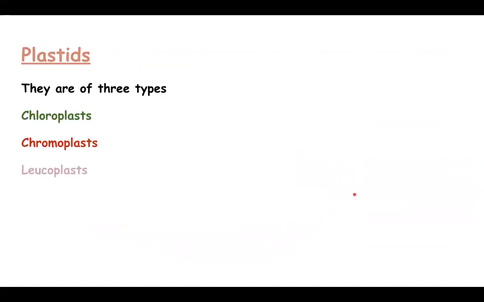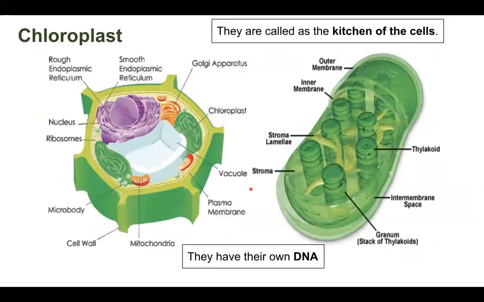The last cell organelle which we will be doing is called the plastid. And the plastids are of three types: chloroplasts, chromoplasts, and leucoplasts. The chloroplasts are the plastids which have structures called thylakoids having the pigment chlorophyll. The chlorophyll is that pigment which helps in the process of photosynthesis. Since it helps in photosynthesis and prepares food for the entire plant, it is called the kitchen of the cell. It's a very loose term, but it is still retained.